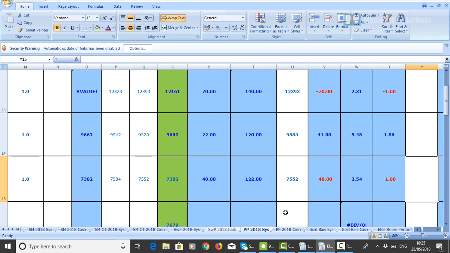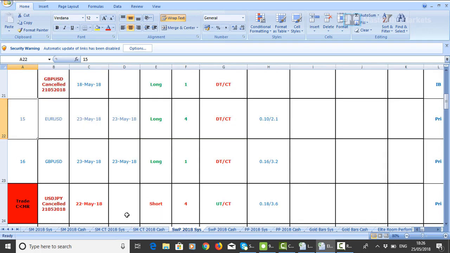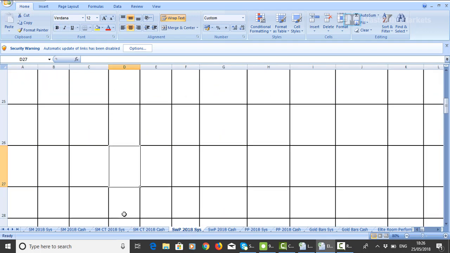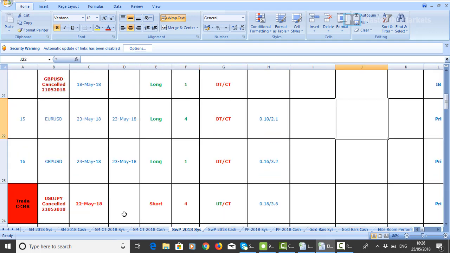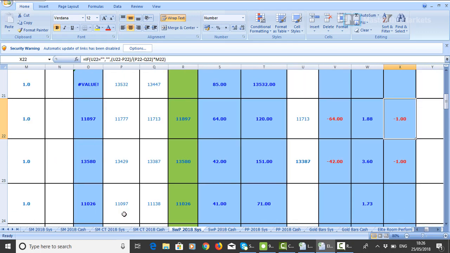In addition to that, there were two other trades that we took this week on the swing profit system. I can show you those as well: Euro US dollar and GBP USD. You can see that both of those are out for a net loss of 2%. So overall on the Vedanta Elite Trading Room, we were down 3% for the week, and the live trading room 1.5% for the week as well.